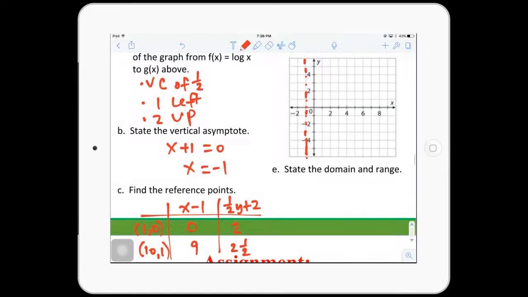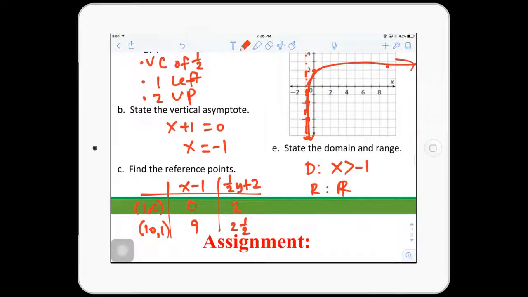So based on that, we're going to graph 0, 2 is right there. And then 9, 2.5, which is right there. It's very flat, the graph. So it's flat, something like this. And then the domain is going to be x greater than -1 because it's going to the right side of that -1 right there. And then range, again, is all reals. So that is the end of that problem.